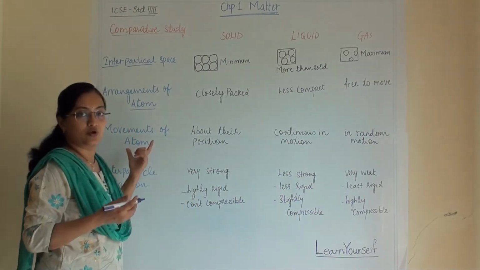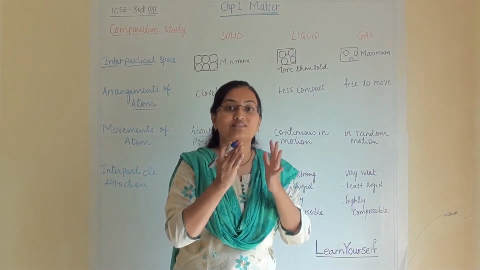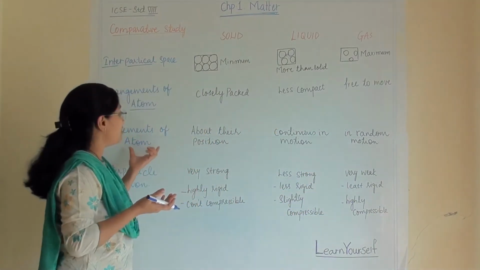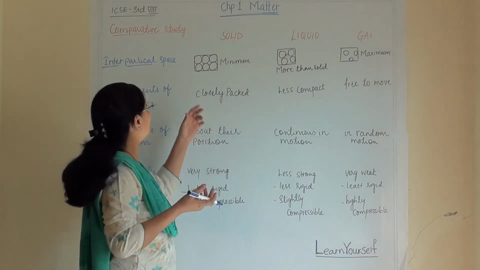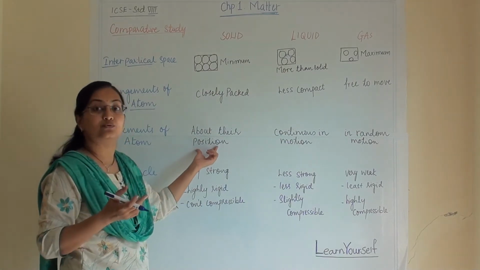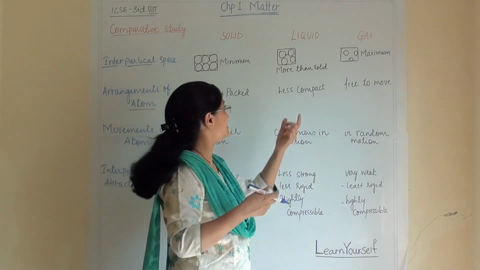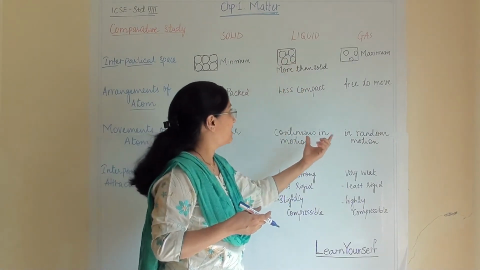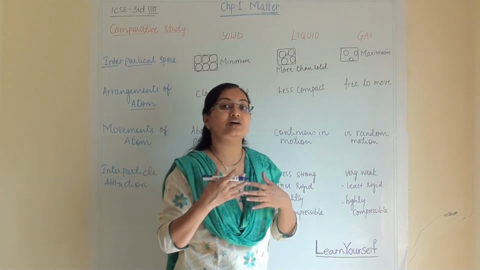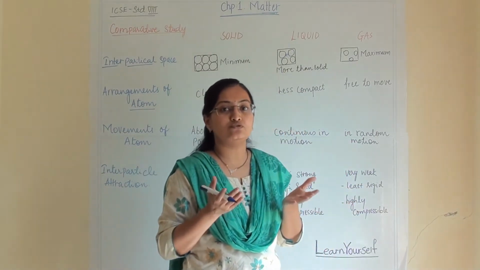Then movement of atoms. Obviously when they have more space compared to what they are occupying, then they are free to move. So how about the movement of atoms? Here in the solid there is no space in between, so they just vibrate about their position. In the liquid they are in continuous motion because they have space in between them. Whereas in the gaseous state, atoms are in random motion because there is a lot of space in between two atoms.